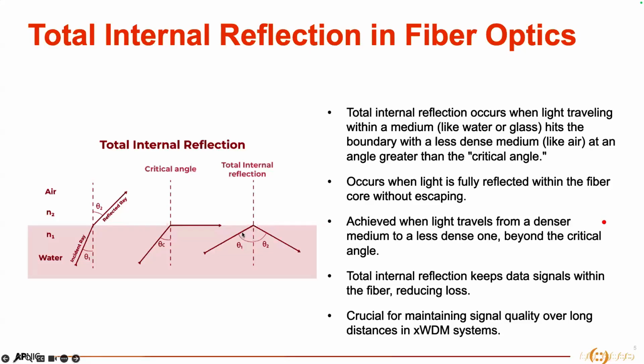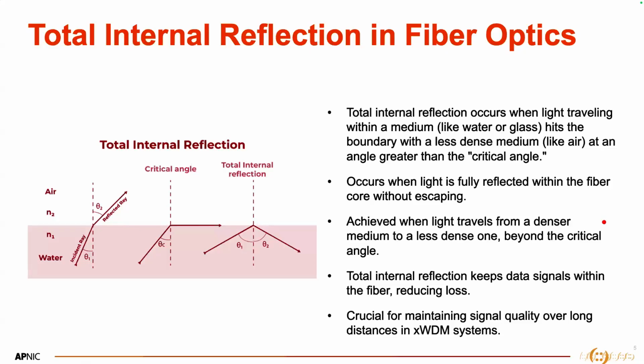And if light is thrown at a greater angle than the critical angle, then this light comes back into the same medium. It doesn't go into the other medium, right? This phenomenon is called total internal reflection.